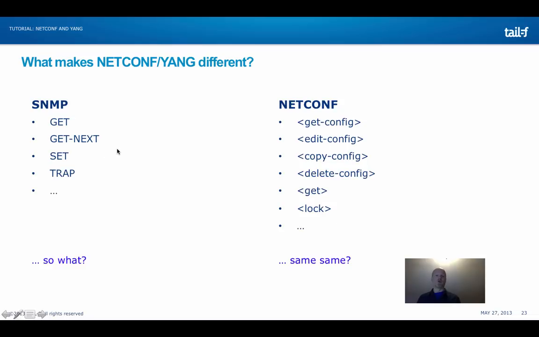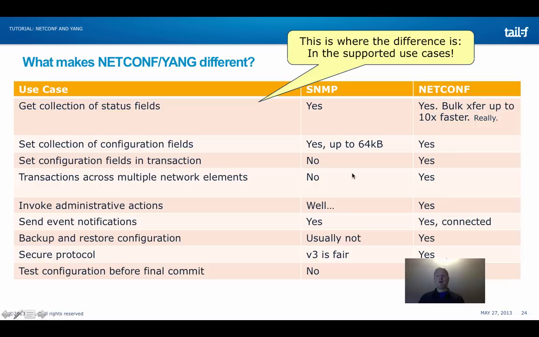The first thing you should note is that over SNMP there is no separation between configuration data and operational data, whereas in Netconf you have explicit operations to work with config data. If you look from a bigger picture at the use cases that is easy to be supported over SNMP or Netconf. Can I get status fields over SNMP?